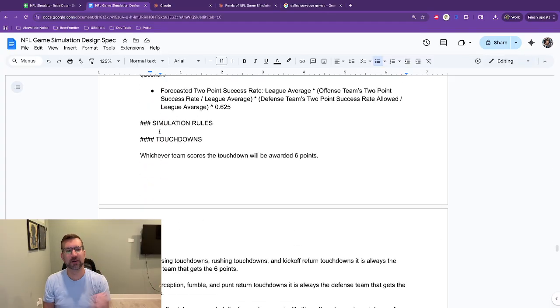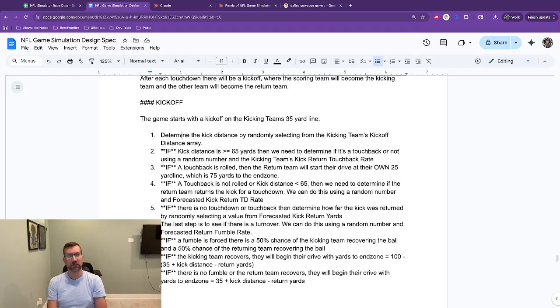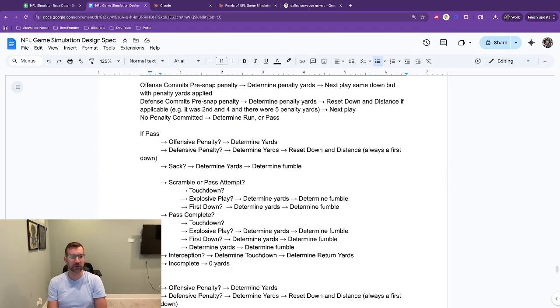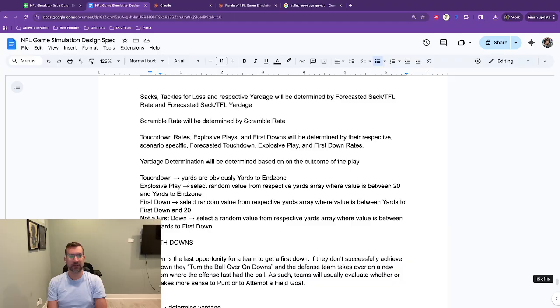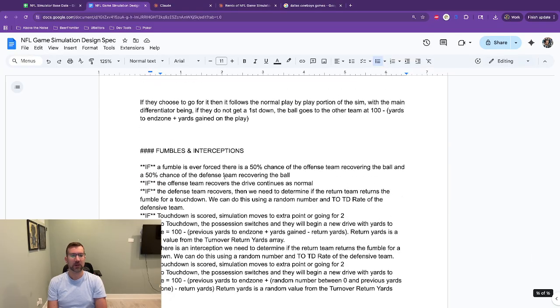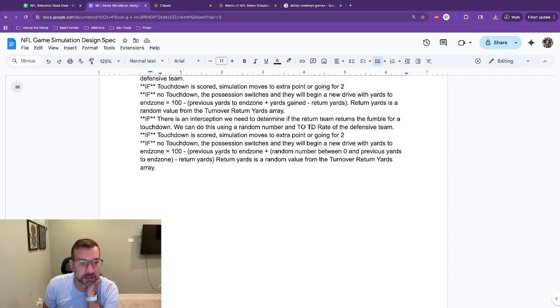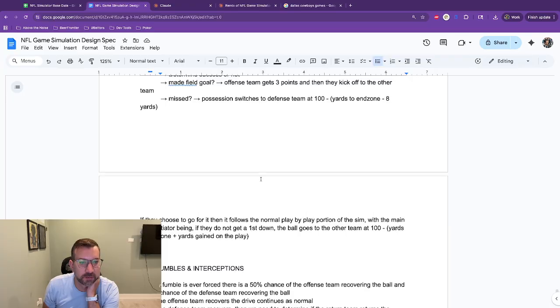And then finally, here are the actual rules of the simulation. This is what happens when there's a touchdown. This is what happens when there's a kickoff. This is what happens when there's a normal drive. This is what happens when there's a fourth down. We told it we want to do a Markov chain, so we kind of have to give it all the rules it needs to know how to actually suss things out. Here's what happens if there's a fumble or an interception.